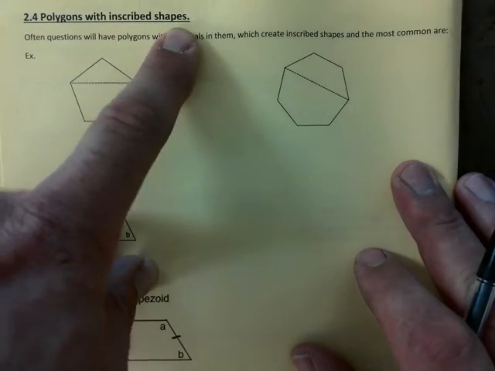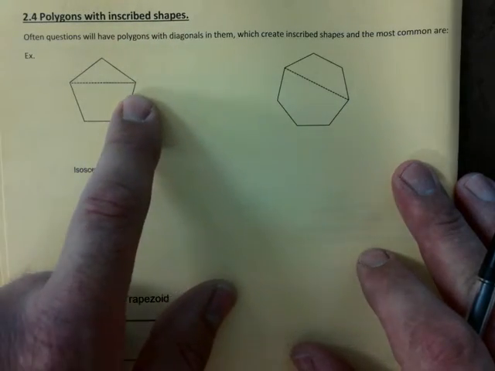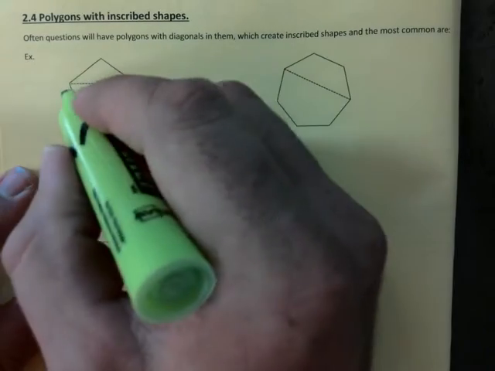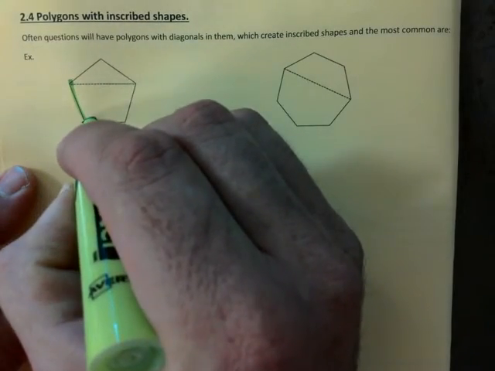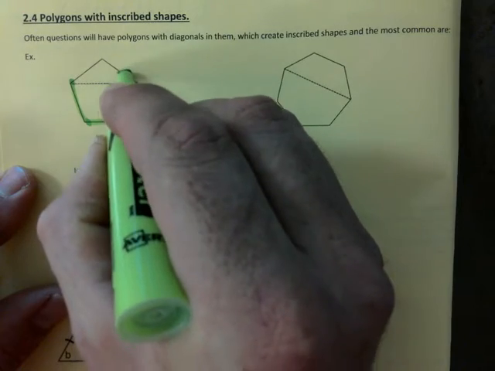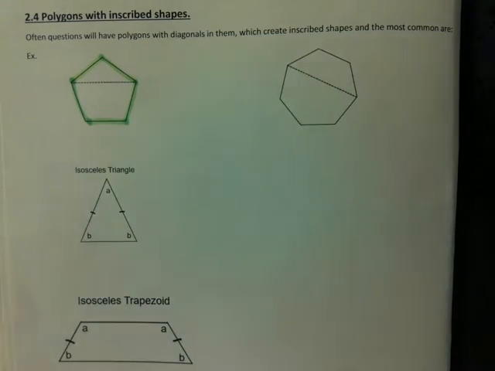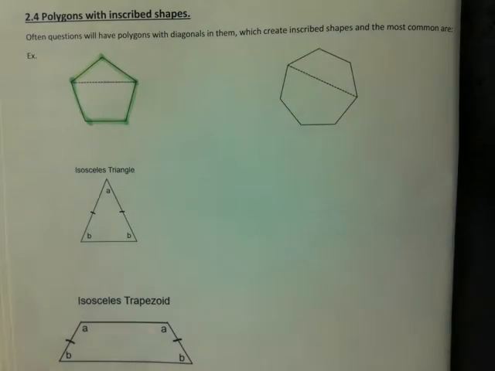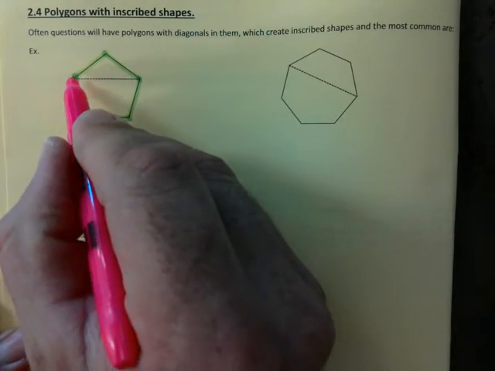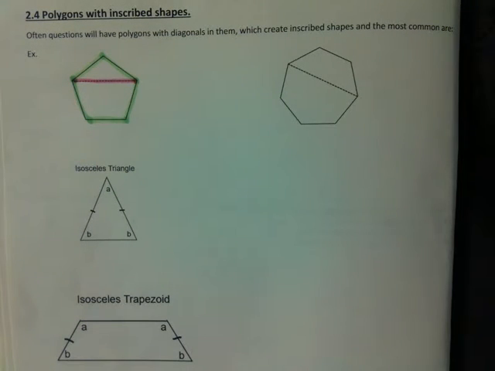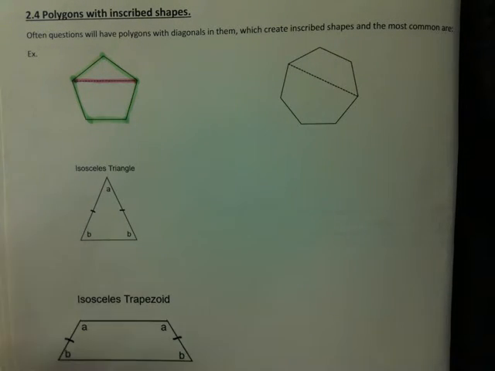So, polygons with inscribed shapes. What's going to happen here is that the focus will be, first and foremost, on the big polygon that is created by the outermost sides. And then I will throw a curveball at you by inserting diagonals. And those diagonals create new shapes that we already recognize within that polygon outside.